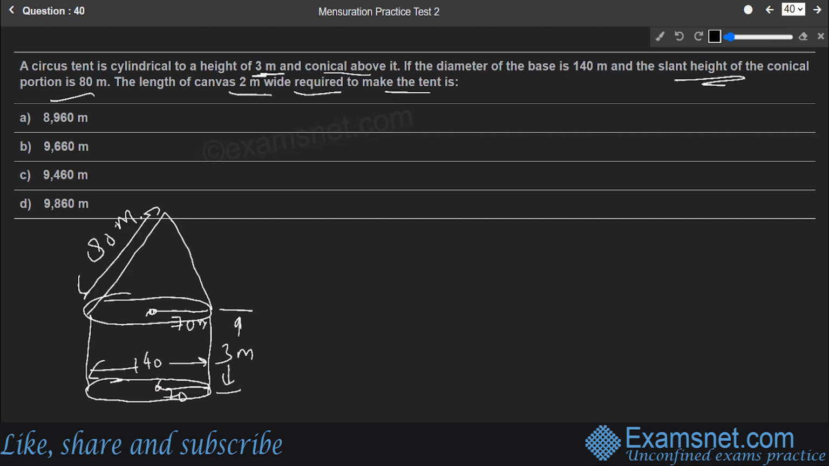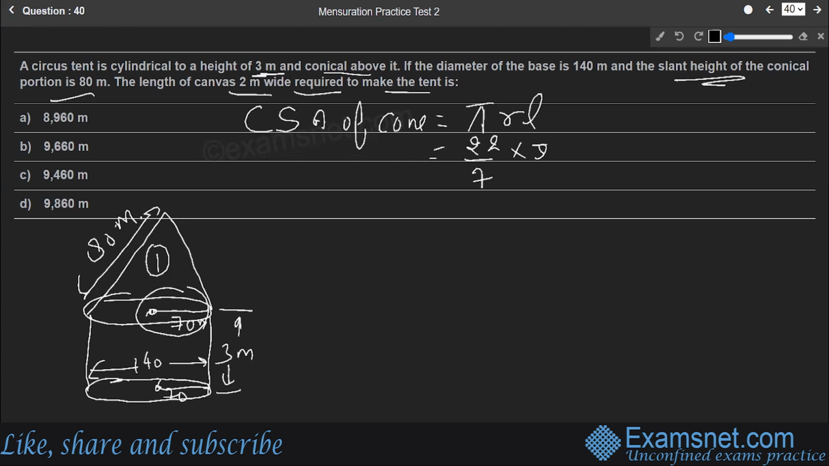So we can find out the curved surface area of the complete tent by breaking that into two parts. Let us go with the first part. First part, let us consider that as a cone. So first of all, we are supposed to find out the curved surface area of a cone. The formula of the curved surface area of the cone is nothing but pi RL. So we have got the pi value as 22 by 7. Radius of the cone as indicated here in the diagram is 70, into slant height of the cone, that is also mentioned, that is 80.